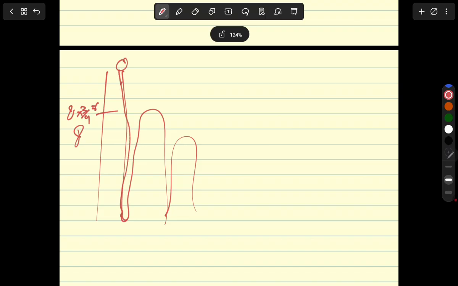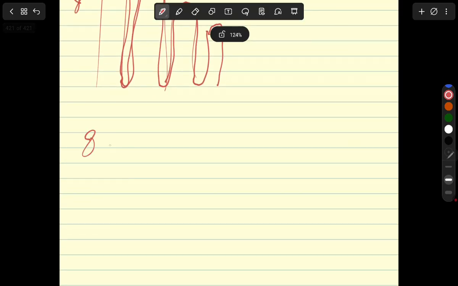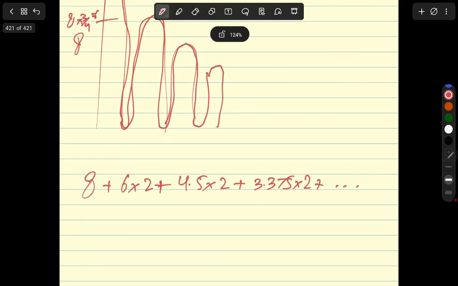So this is 8, this is 6, this is 6, this is 4.5, this is 4.5, this is whatever 3/4 of 4.5 is. I think that's going to be 3.375, 3.375 plus 3.375. So if I look at it, this is 8 plus 6 times 2 plus 4.5 times 2 plus 3.375 times 2 plus ... right? Because eventually it gets smaller and smaller and lands here. So the twice happens, right?